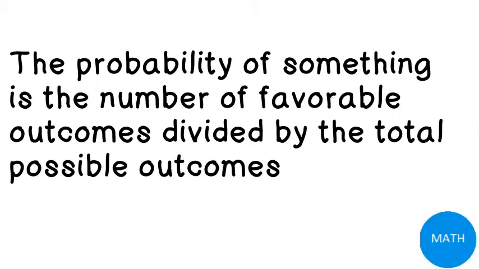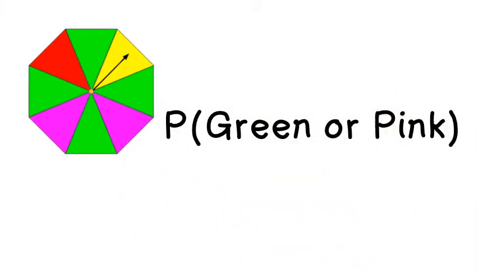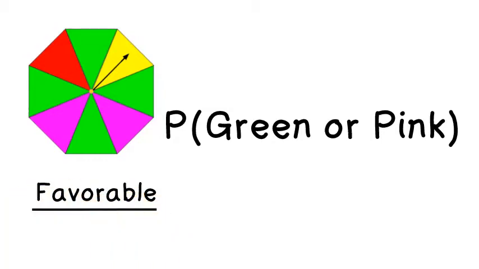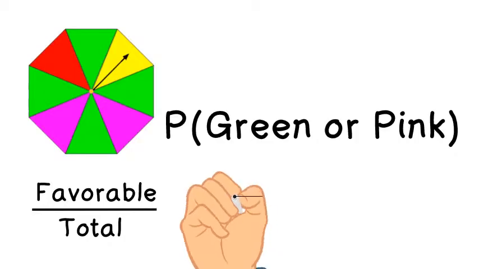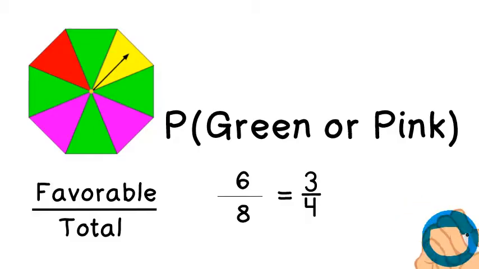Here we have a spinner. You will notice that there are 8 outcomes, and 4 are green and 2 are pink. So if we're looking for the probability of green or pink, that means there are 6 favorable outcomes divided by 8 total outcomes. So the probability of getting green or pink is 6 out of 8, or simplified, 3/4.